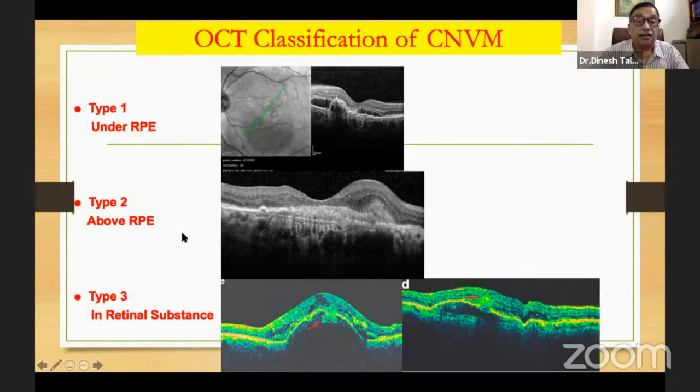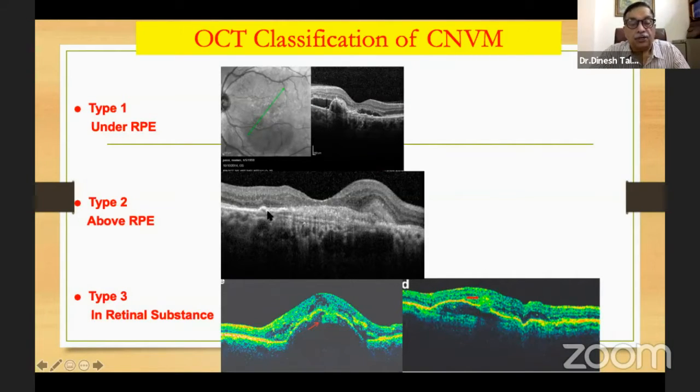On the other hand, here what you have is a CNVM because of ARMD. The type 1s are under the RPE. You see a retinal pigment epithelial detachment over here. Of course, there's also subretinal fluid over here, but the basic lesion is under the RPE over here.